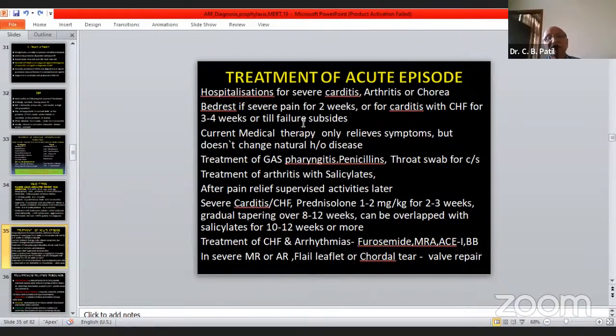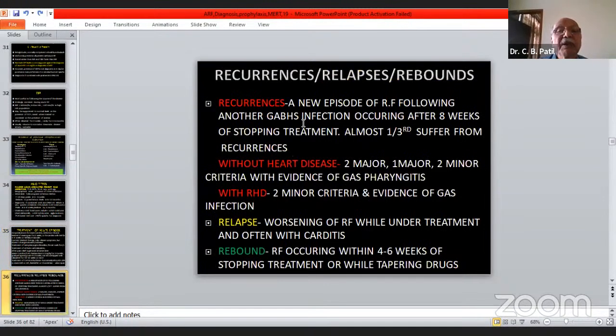Treatment of congestive heart failure and arrhythmias: furosemide, mineralocorticoid receptor antagonists, ACE inhibitors, beta blockers, they all can be used in the treatment of heart failure and arrhythmias. In severe mitral regurgitation or aortic regurgitation or a flail leaflet or a chordal rupture, definitely they need a surgical intervention immediately in the form of a valve repair.